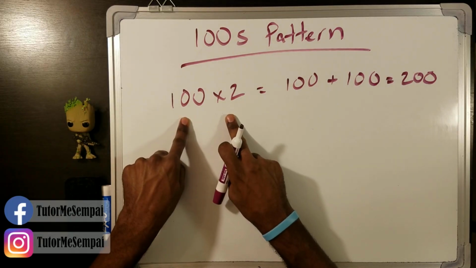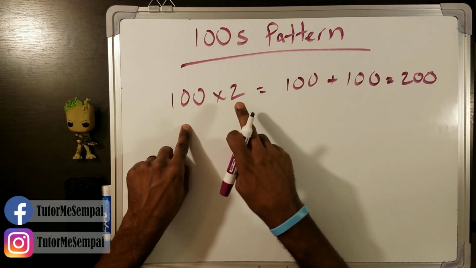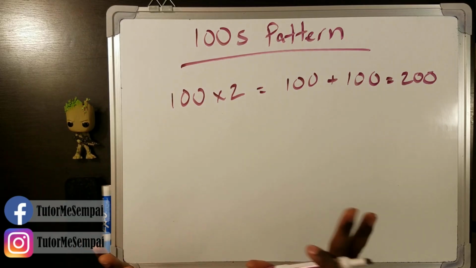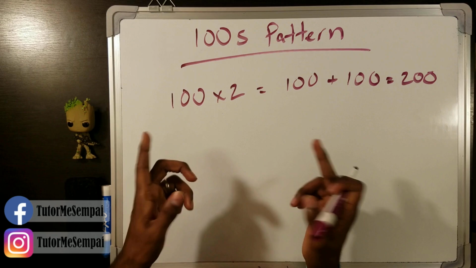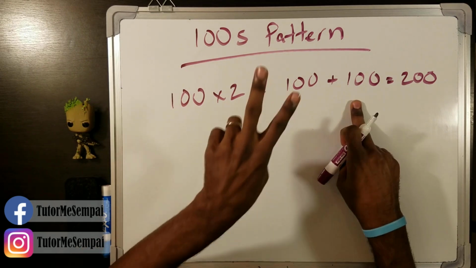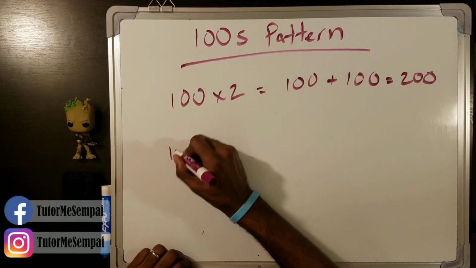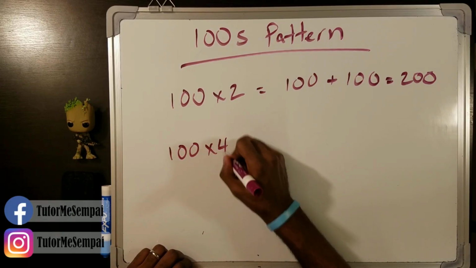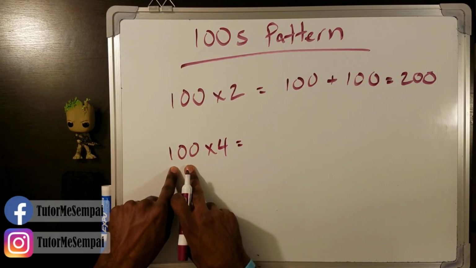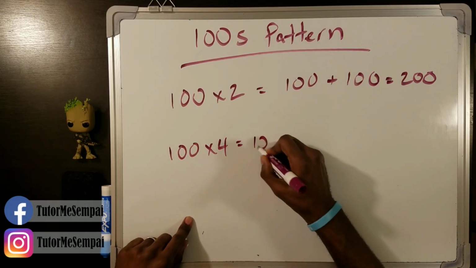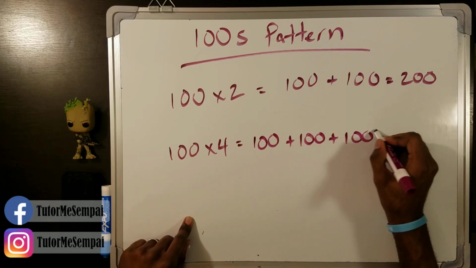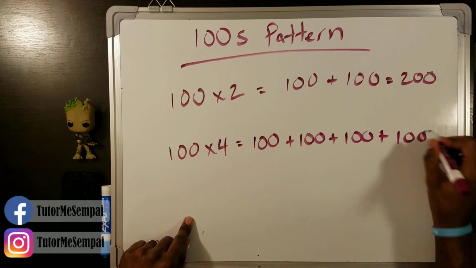Now there is another way you can read this. You could also add 2 100 times, but that will be a lot to do right now. So instead of adding 2 100 times, we can add 100 2 times. How about this one? 100 times 4. Well, this is just saying we're going to add 100 4 times. So it's going to be 100 plus 100 plus 100 plus 100.